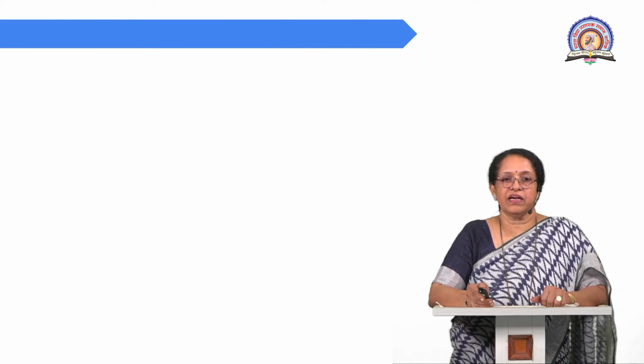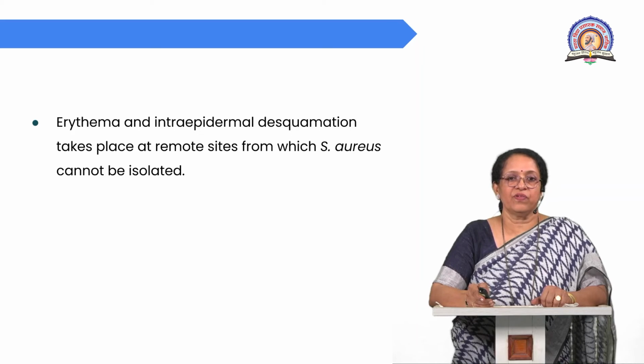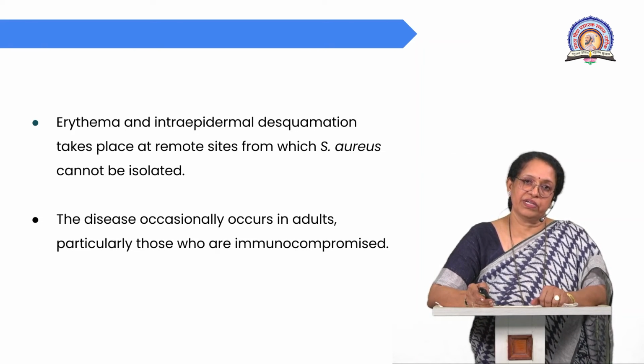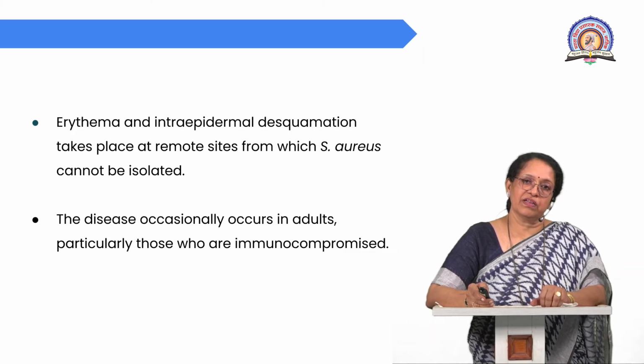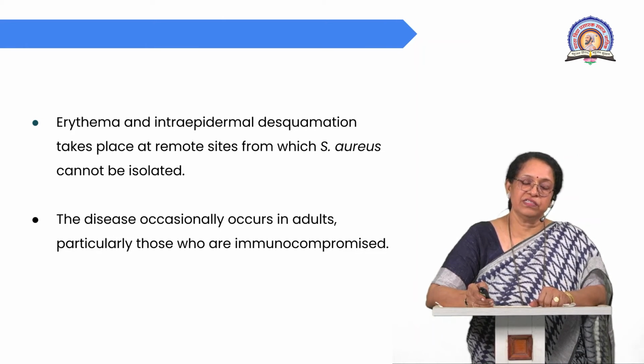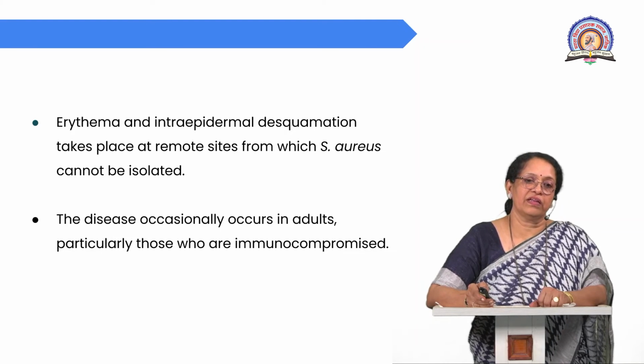In sheets, there is a wall of skin observed. There is erythema, that is reddening, and intraepidermal desquamation. This takes place at remote sites from which Staphylococcus aureus cannot be isolated. But the symptoms are, as you know, caused by this microorganism, which is easy to identify.